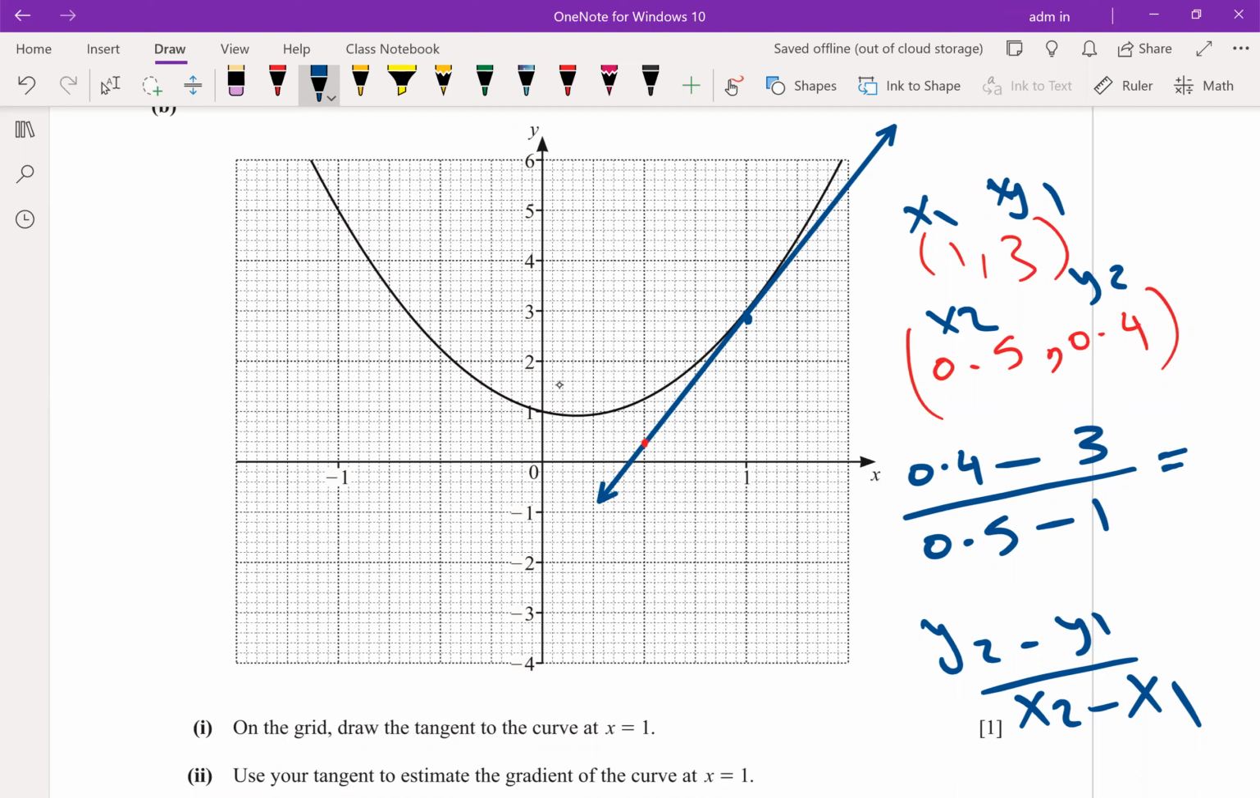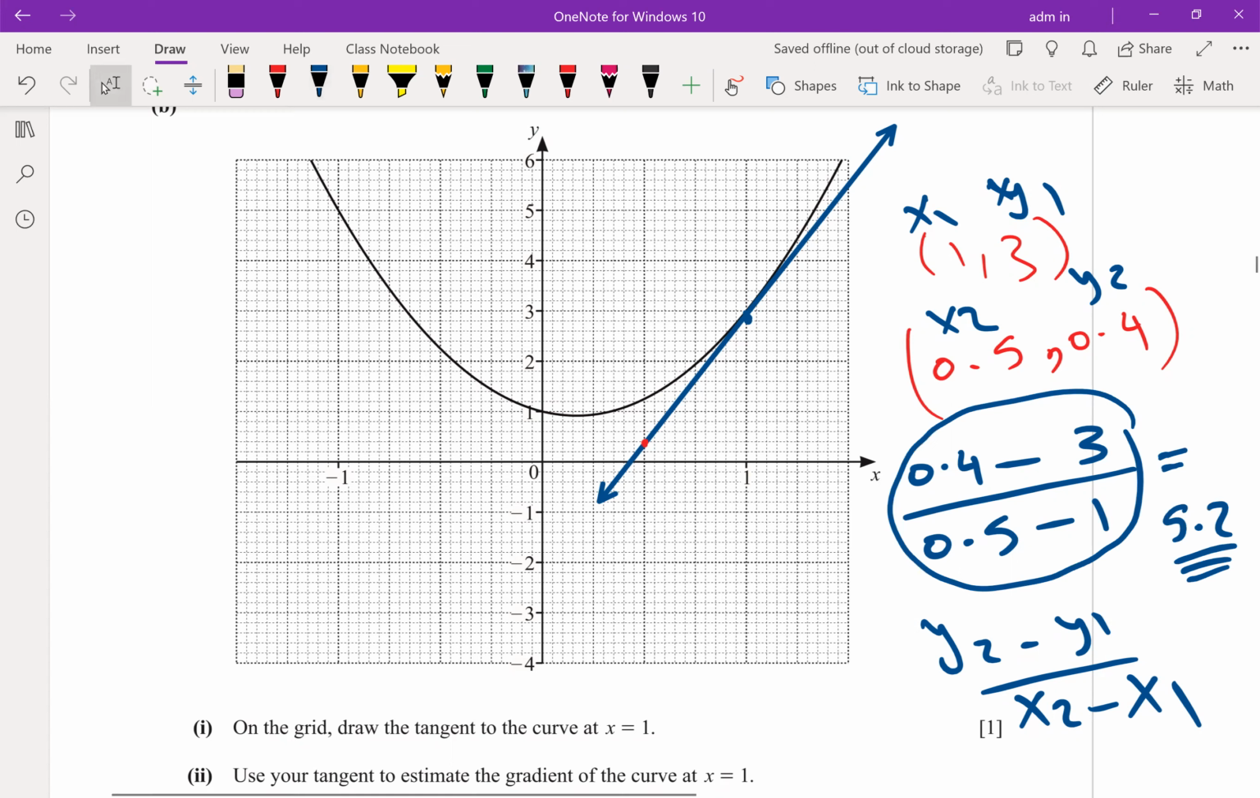Anyone please give me the final answer? 5.2. Your answer has to be positive because the line moves up. If it is moving down, it will be negative. Anyone get another answer? 4.8? Exactly 5? Anyone give me another answer, please?